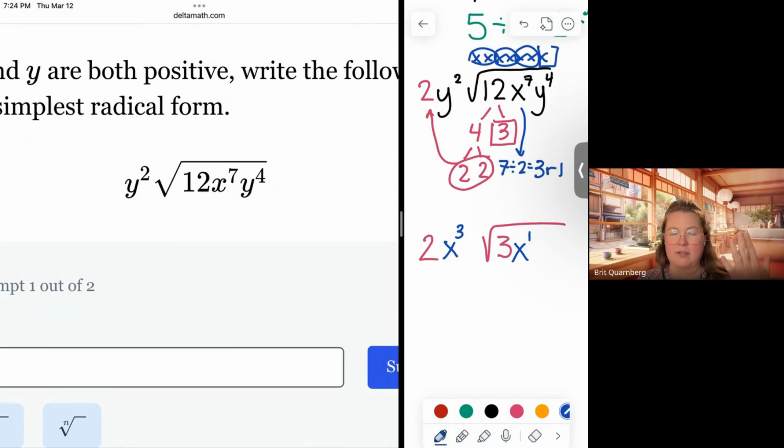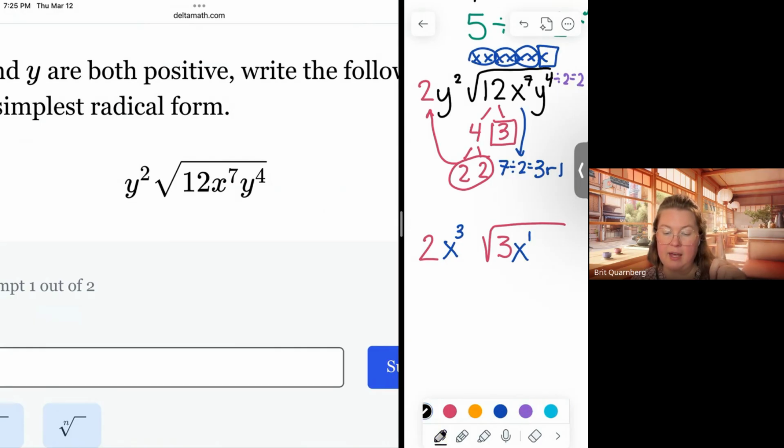Does that make sense? At least one of them. Does one of them make sense? And then for the last one, we have this y to the 4th, and I can just do 4 divided by 2 is 2. But watch this.